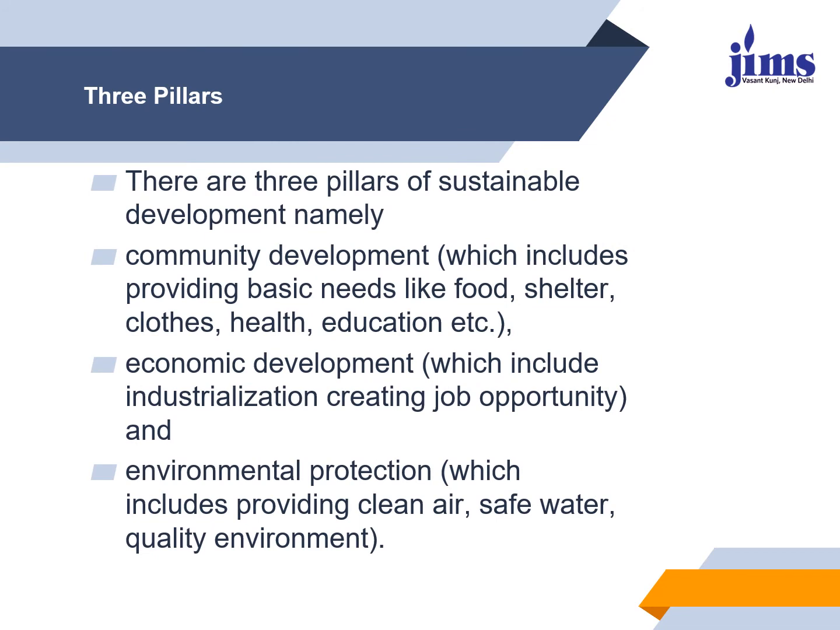Three pillars of sustainable development. There are three pillars of sustainable development: first is community development, second is economic development, and third is environmental protection. Community development includes providing basic needs like water, food, shelter, clothes, health, education, etc. In the second pillar, economic development includes industrialization and creating job opportunities. And in the third pillar, environmental protection includes providing clean air, safe water, and a quality environment.